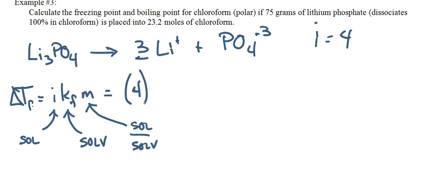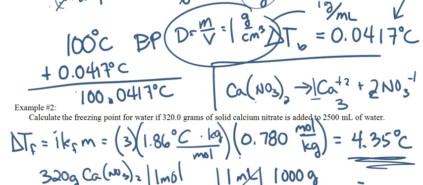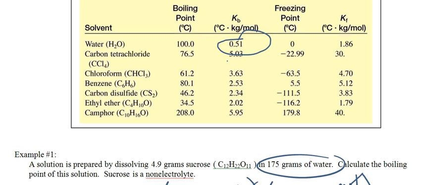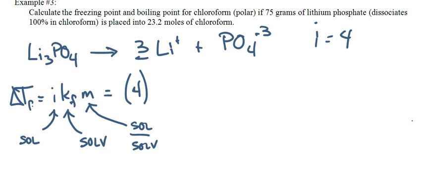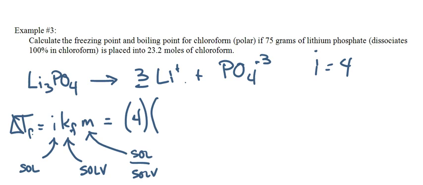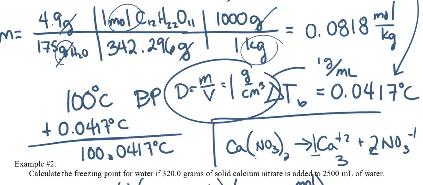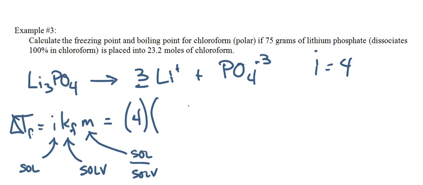So the van 't Hoff factor is 4. Now, since we're using chloroform, we're going to have to look at the value for the freezing. So the Kf for chloroform is 4.7. Oops, whoa, I went way past it. 4.7, is that right? Yeah, 4.70, and again that's degrees Celsius kilogram per mole.